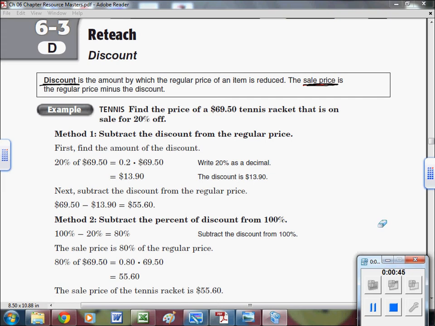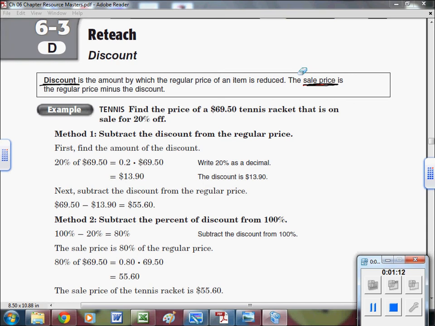So let's make sure this makes sense. Let's keep it reasonable. The actual definition that the book says is a discount is the amount by which a regular price of an item is reduced. It's the amount they take off. That amount they take off, that is the discount amount. Your new price, once you've taken off the discount, that's your sale price. And the original price, we'll just call it the original price or the regular price. That's how we'll refer to the original price.